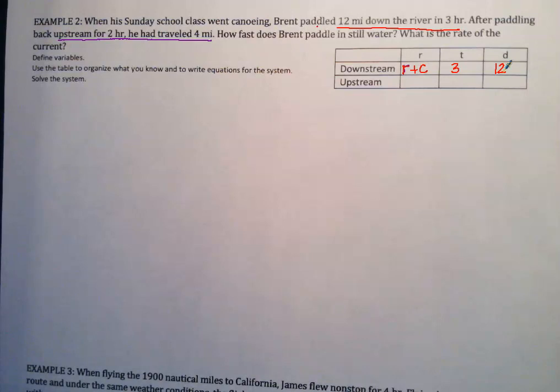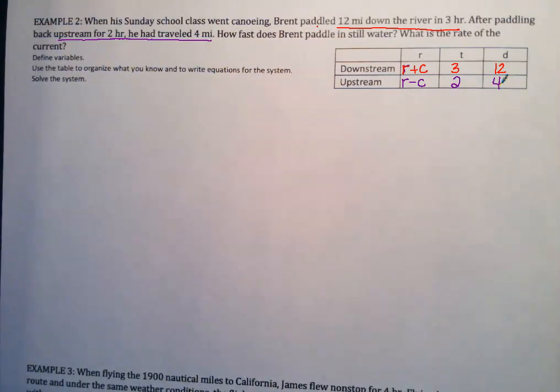Now, if we look at upstream, he paddled back upstream for 2 hours. Is that the rate plus or the rate minus? The rate minus. So this is going to be his rate of paddling minus the current. He traveled for 2 hours, and his distance is 4 miles. Perfect.